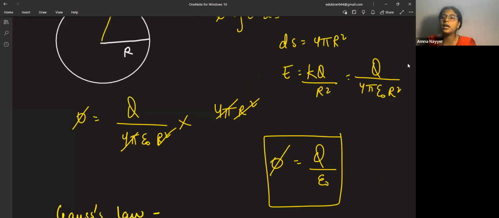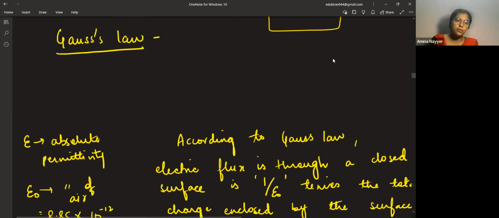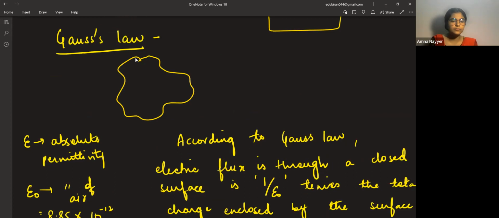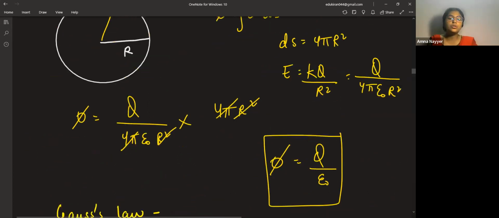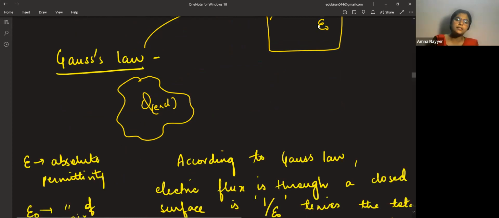Now the result which you are getting in this question, Q by epsilon naught, this is actually Gauss law. This is known as Gauss law. What is Gauss law? According to Gauss law, if you are having a closed surface and some charges are present within it, the enclosed charges, then whatever answer you get, this is also a proof of Gauss law. So this is a proof of it, or you can also say a derivation.